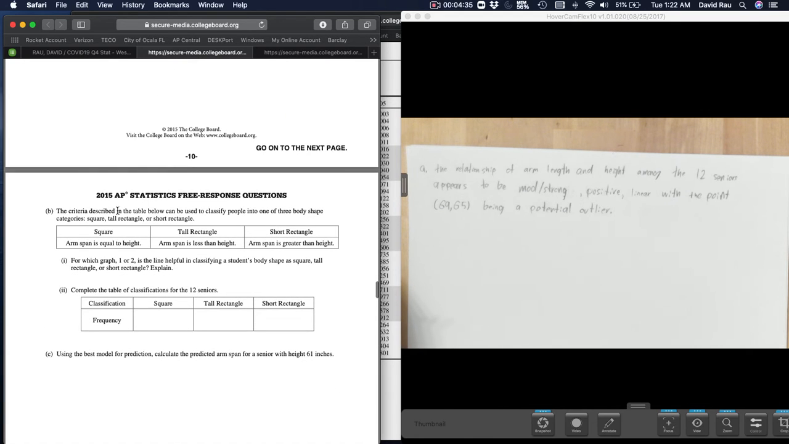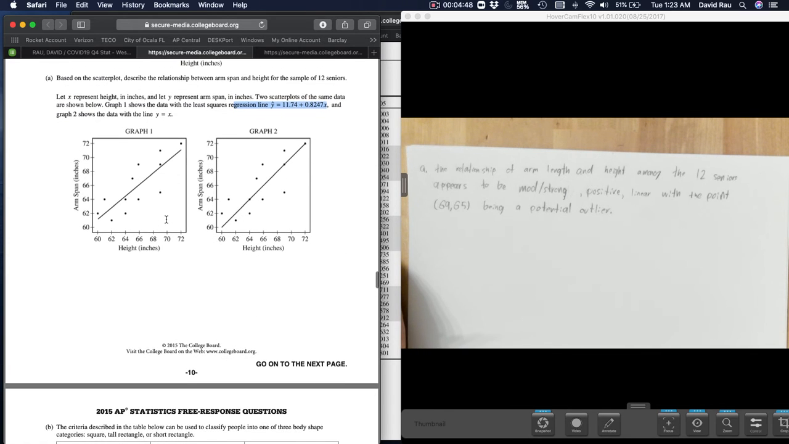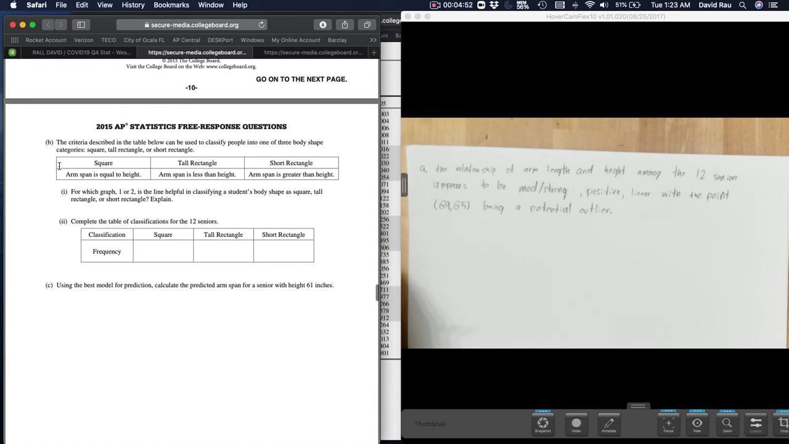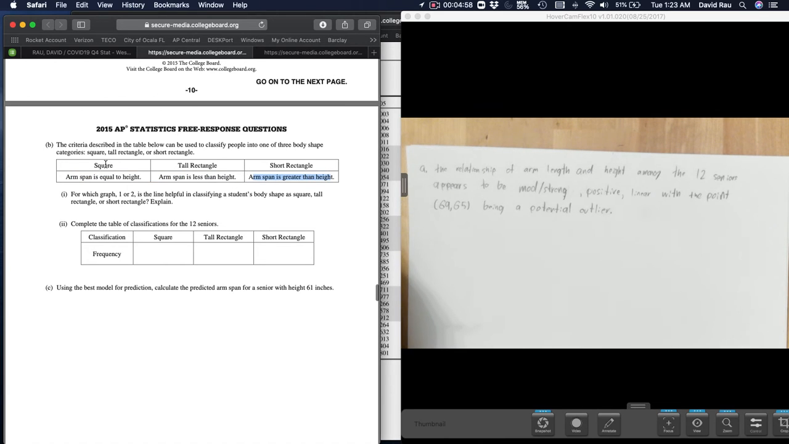Part B, the criteria described in the table can be used to classify people into one of 3 body shape categories: square, tall rectangle, or short rectangle. What a time. What is this even for? Well, I guess we'll get there. And then they give descriptions. So make sure you're reading all the questions because you might sit here saying, what on earth is all this about? Well, just read the chart. Hopefully that makes it a little more clear.